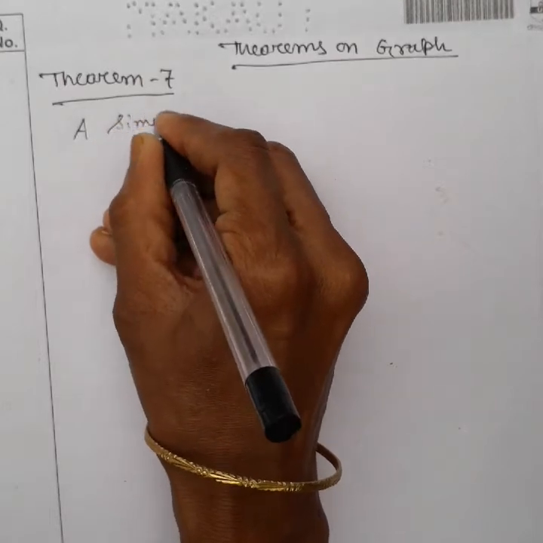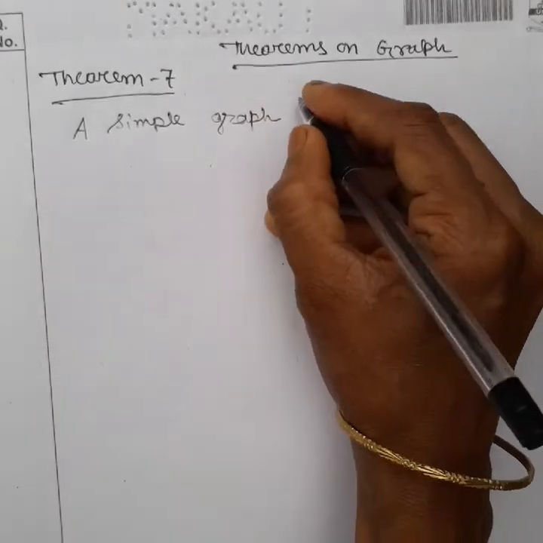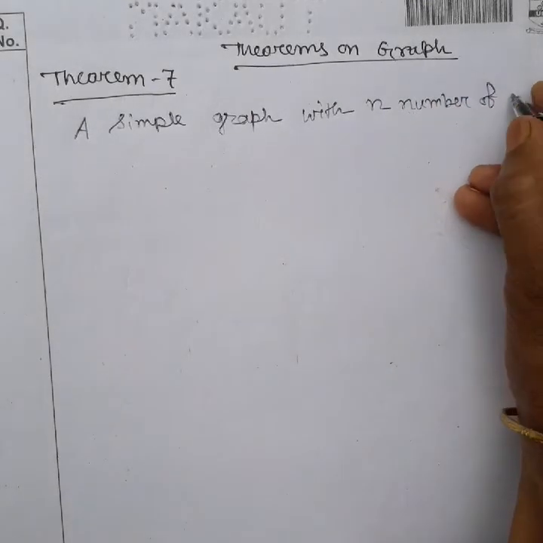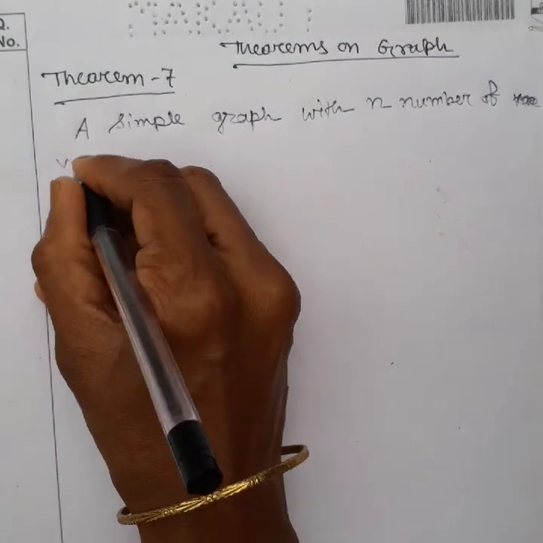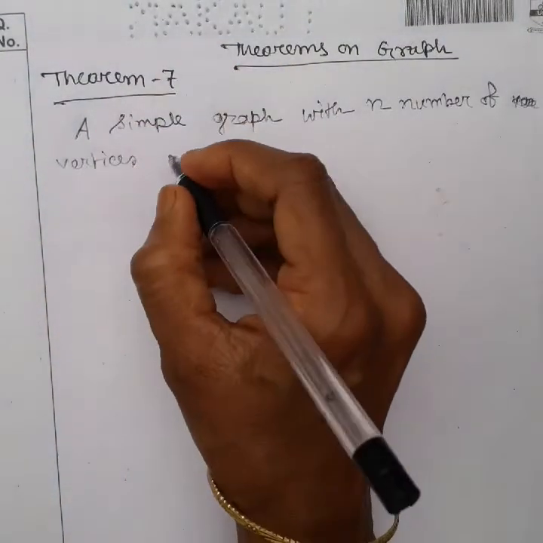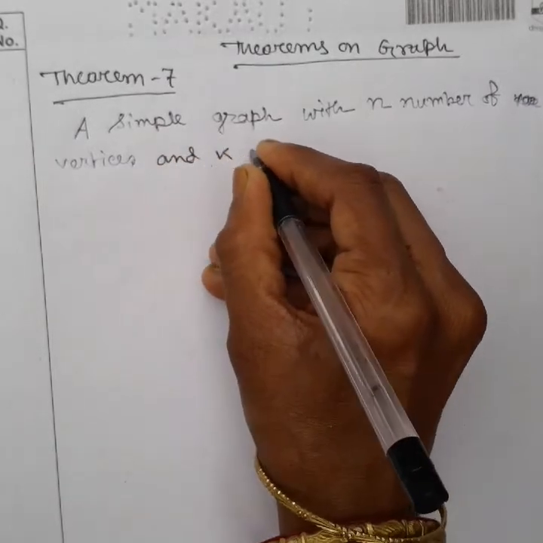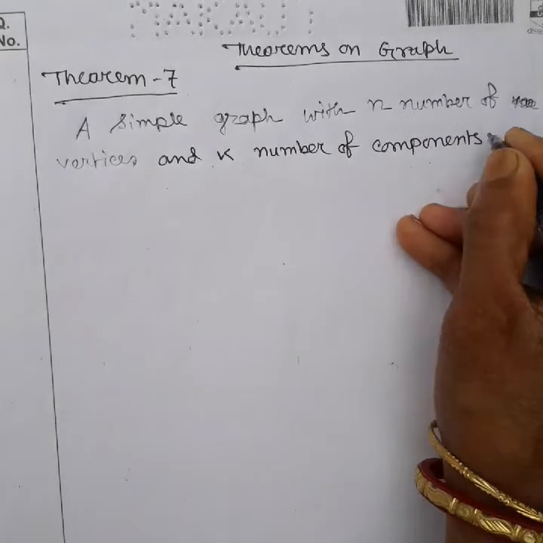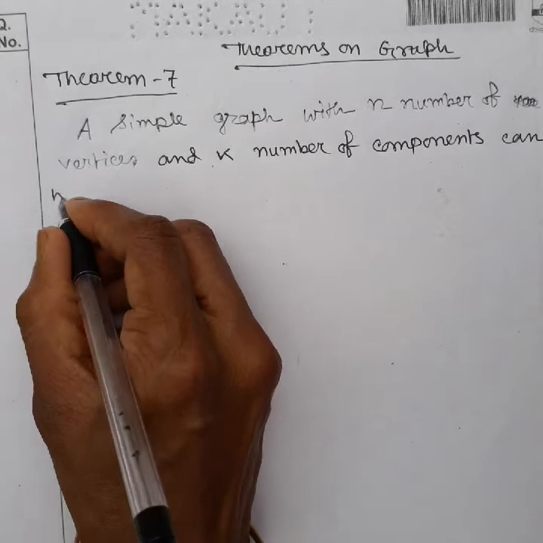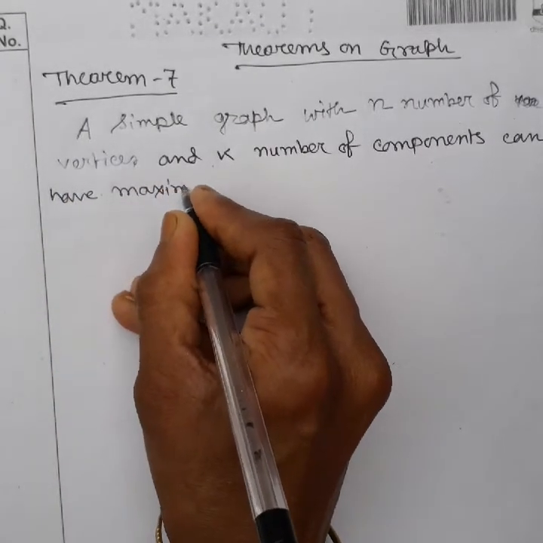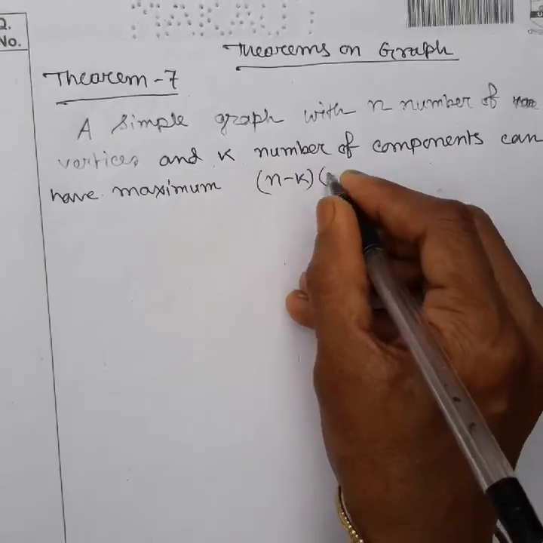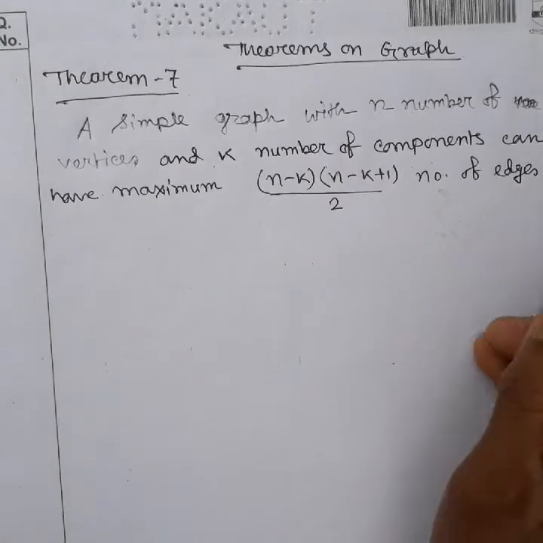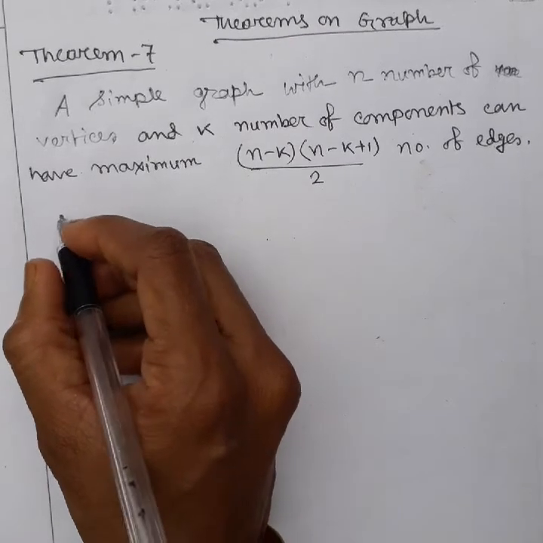A simple graph with n number of vertices and k number of components can have a maximum of (n minus k)(n minus k plus 1)/2 number of edges. Okay, so we have to prove this.